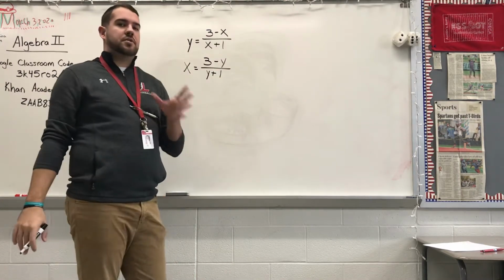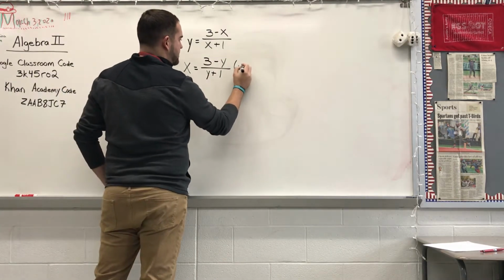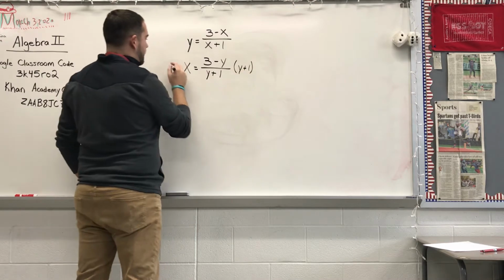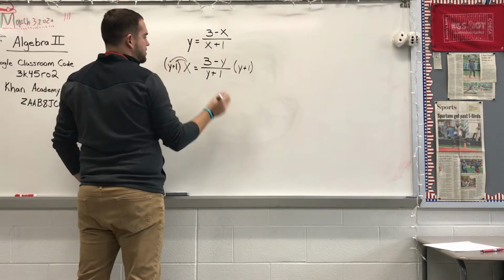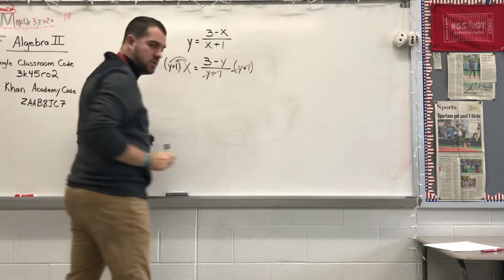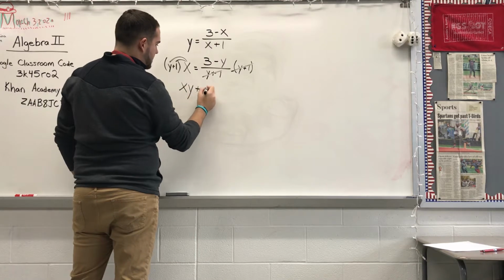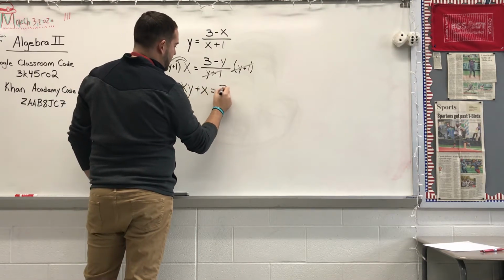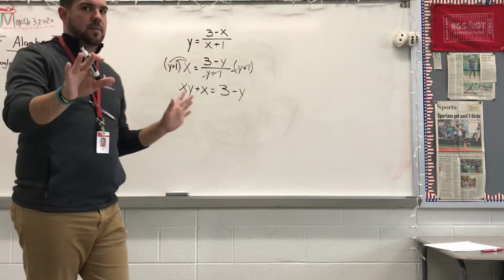Now the next thing we want to do, you guys remember anytime we see a fraction, we want to get rid of that. So we're going to multiply both sides by the denominator. Those will distribute, those will cancel out. So we'll have xy plus x equals 3 minus y. Now you might panic because of this, but I'll show you how we're going to do that.